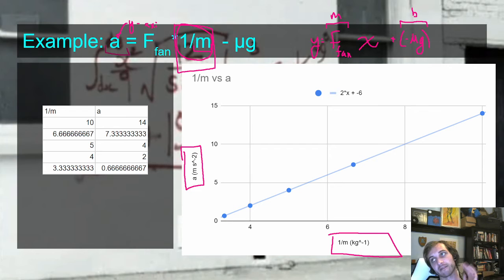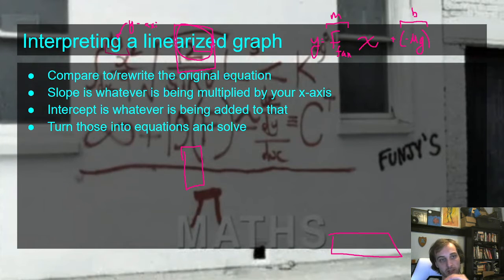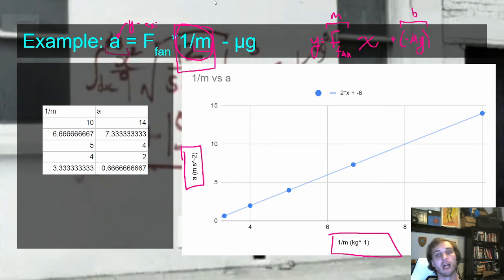Once you then have your graph to look like a line, the next set of steps is to compare those two equations side by side. If I compare this, the stuff that's being multiplied by x, that's my slope. The stuff that's being added to x, that's my intercept.